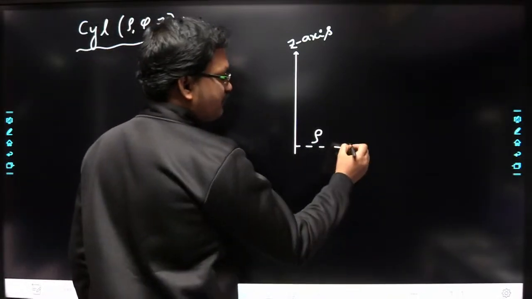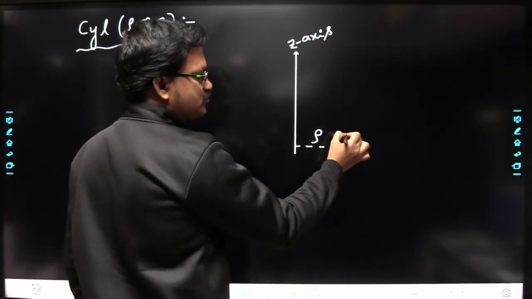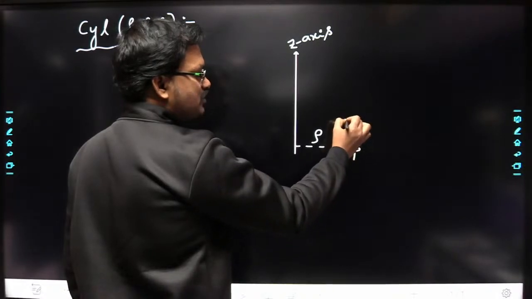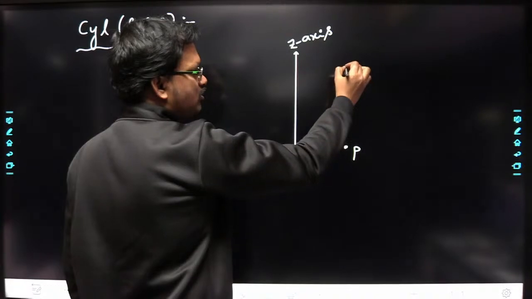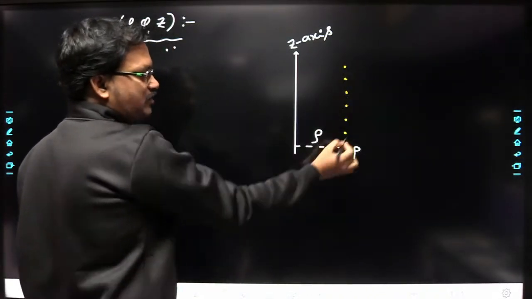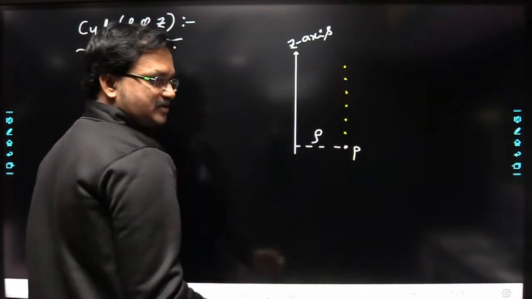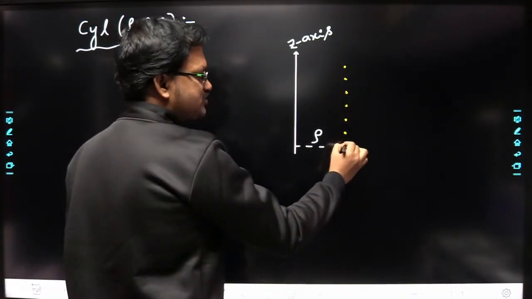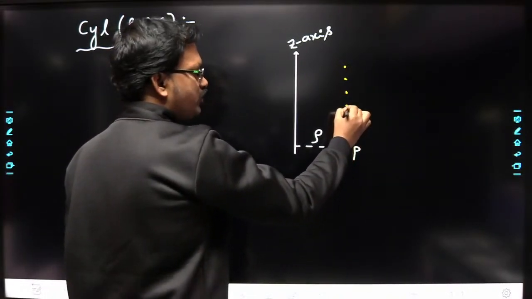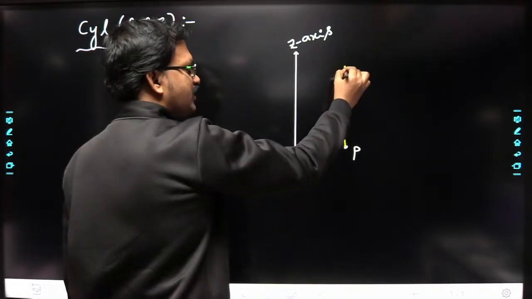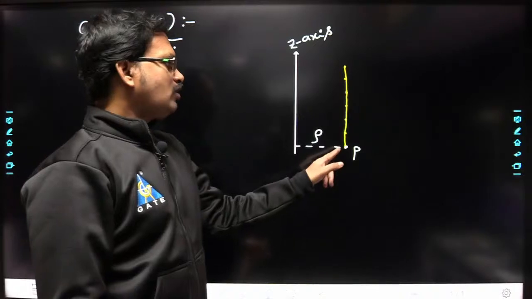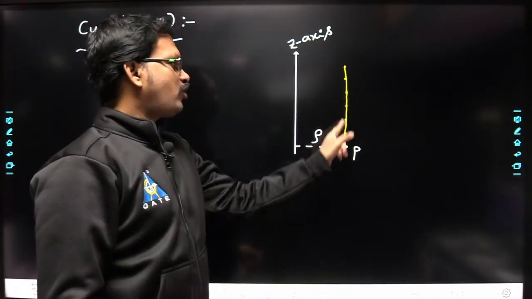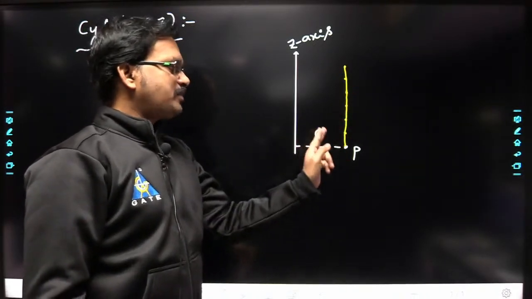So now if I try to join all the points here, I am joining all the points which are at the same normal distance rho from the z axis. If I join all these points, what am I going to get? I am going to get a straight line like this. So all the points on this line are at the same normal distance rho.